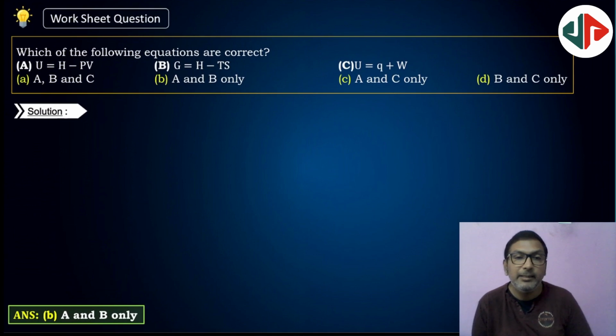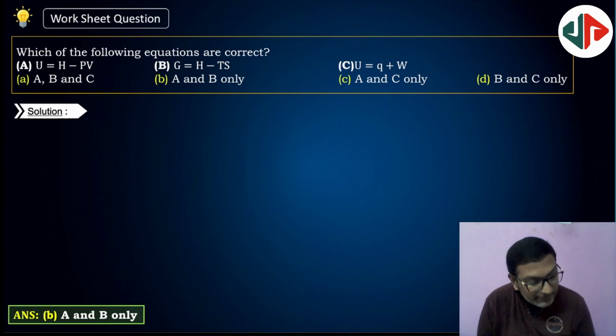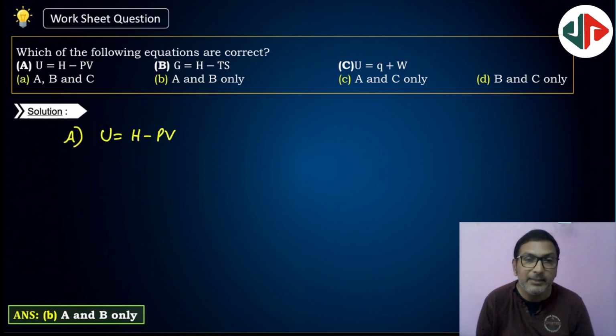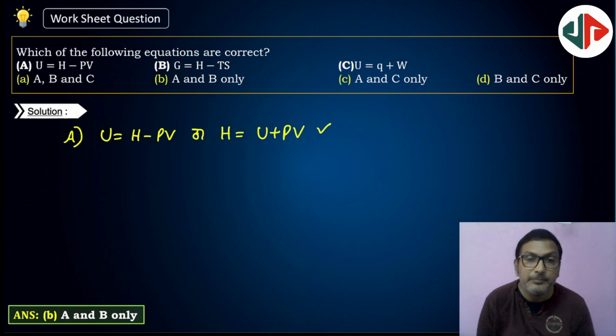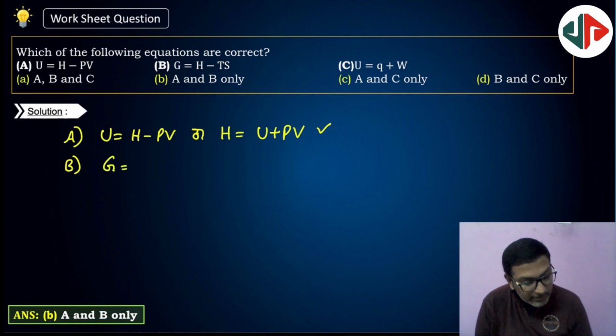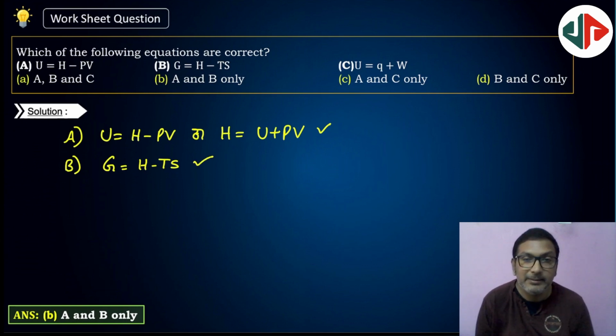Which of the following equations are correct? Check here. Option A: U equal to H minus PV. That means internal energy equals enthalpy minus PV, or we can write H equal to U plus PV. So this is correct. Next, option B: G equal to H minus TS, the Gibbs free energy function. This is also correct.